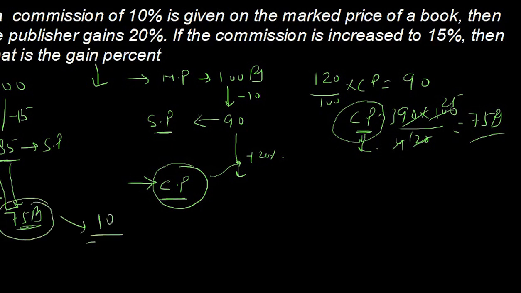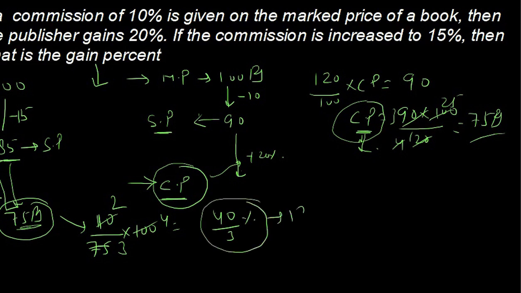So that is 10 upon 75 into 100. 25 threes are 75, 25 fours are 100. So this is 40 divided by 3%, or you can say 13.33%. Okay, so that is going to be your profit percent.